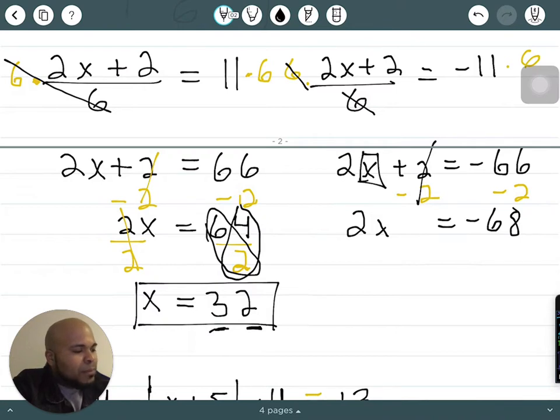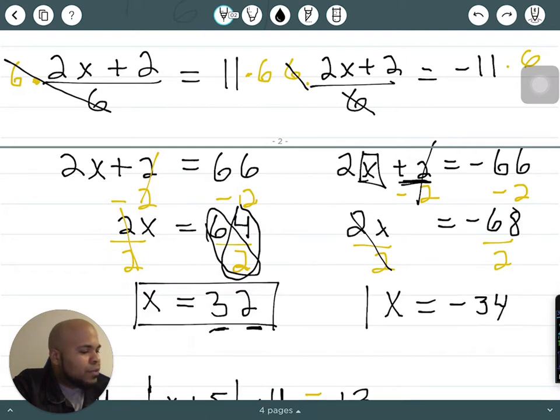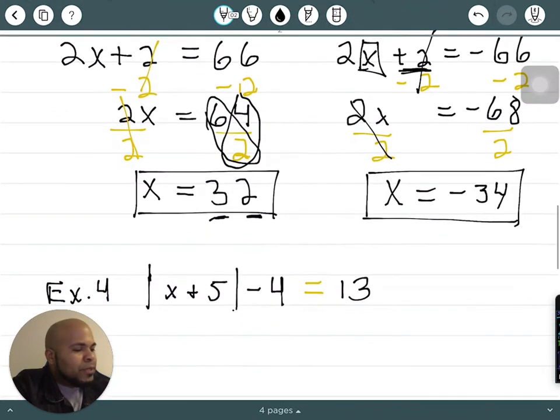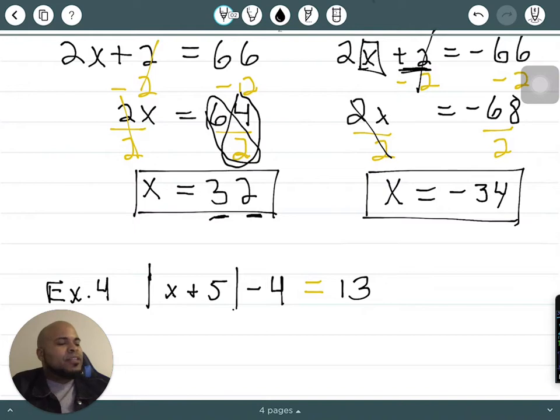It's being multiplied by 2 and added by this 2. So I have to subtract that 2 first. And then my last step will be to divide by 2 on both sides. And once I do that, my friends, x is by itself, and I get negative 34. Negative 34. So pretty close numbers, but completely opposite, right? When it's positive, one's going to be negative.